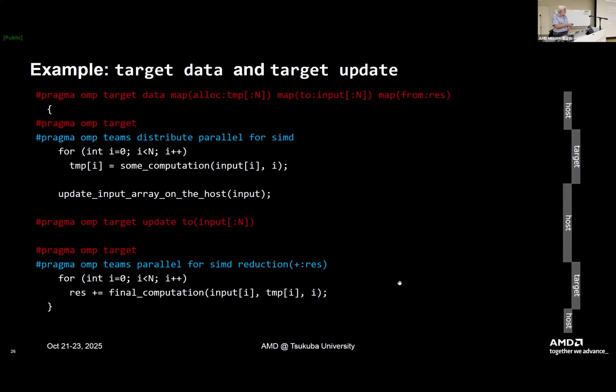So this is an example of where you might use that. Here, we read in new values on the host. The data was already on the GPU, so we have to update the GPU with those values we just read in.